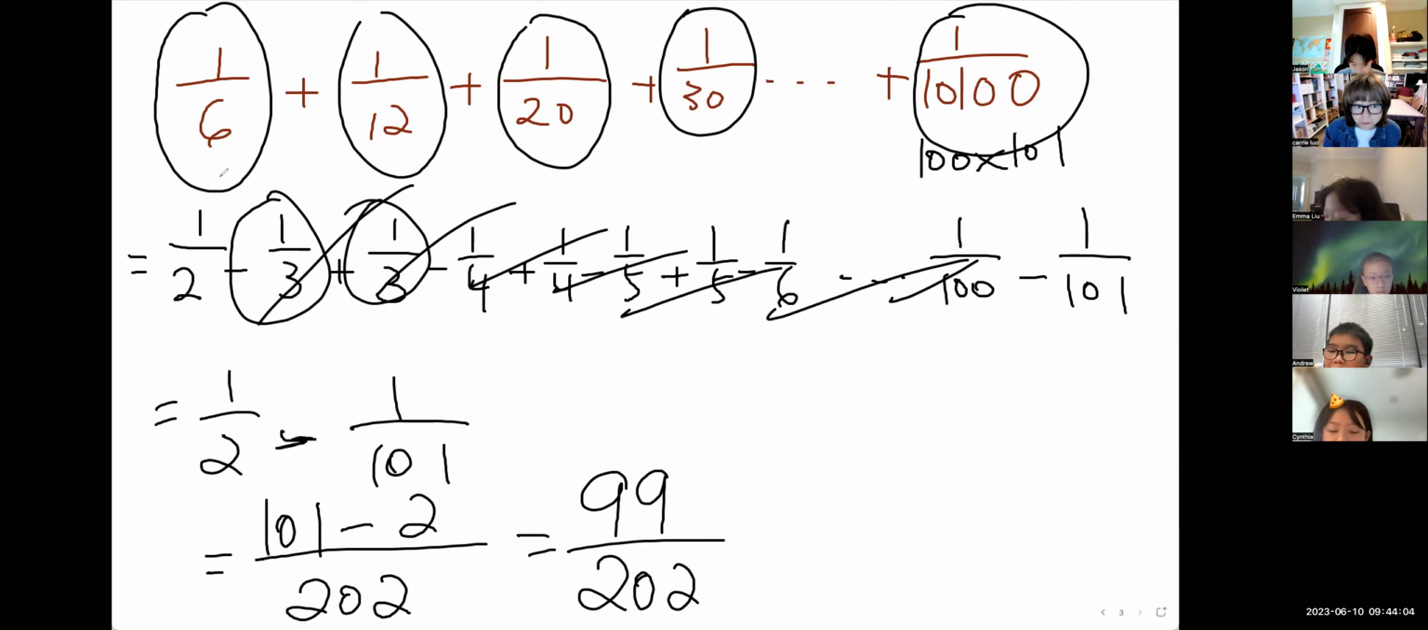So what is very important here is that you must turn one fraction into the difference of 2 fractions. Okay? You change one fraction into the difference of 2 fractions. Understand, everybody?